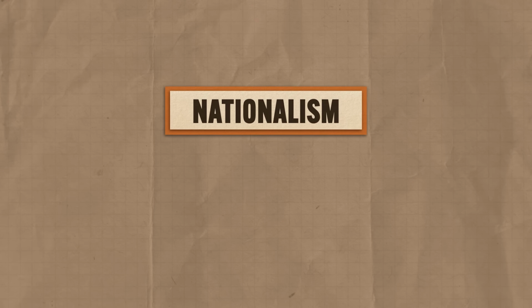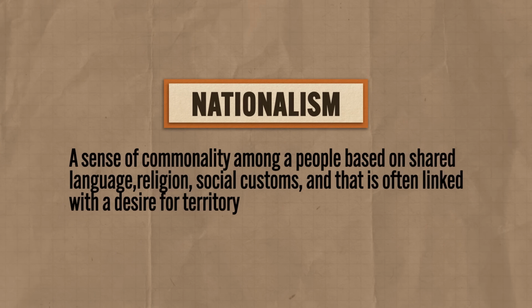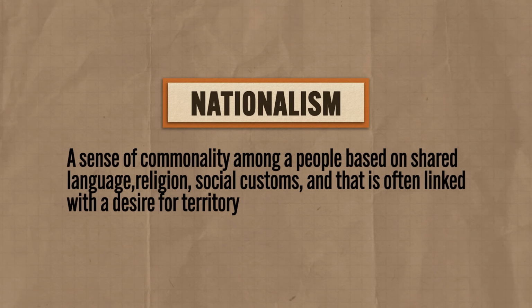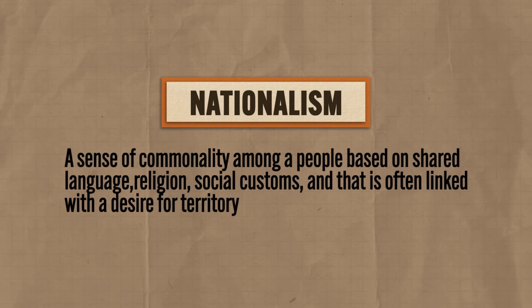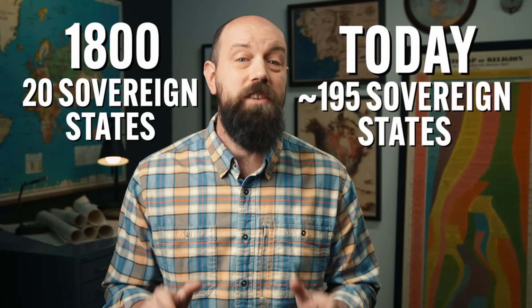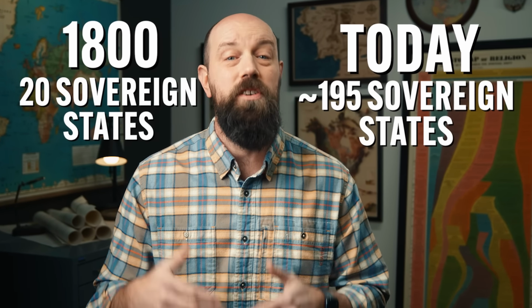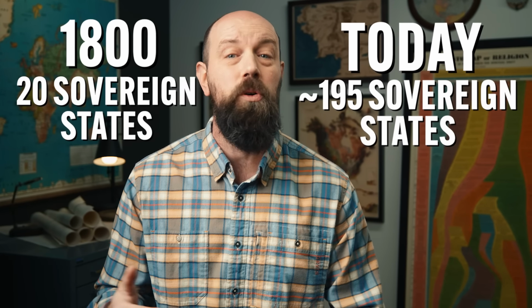Now, by definition, nationalism describes a sense of commonality among a people based on shared language and religion and social customs, and it's often linked with a desire for territory. In other words, nationalism happens when people look around at each other and say, hey, we speak the same language. Yes. We have the same culture. We ought to have a state of our own. Dang straight. And it was that sense of commonality that created a flurry of new states on the global stage throughout the 20th and 21st centuries and gave us the political map of the world that we see today.